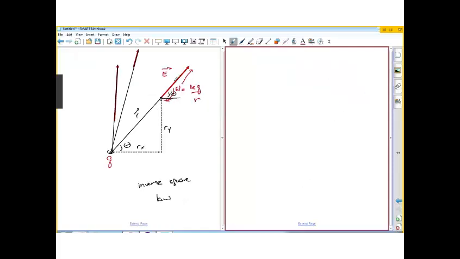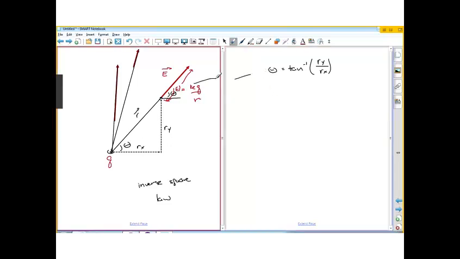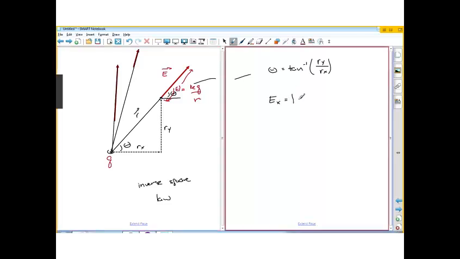So if you wanted to know what theta is for this vector, you would find out what theta is based on the triangle involving dimensions. So theta is the inverse tangent of r sub y over r sub x. That would give you the angle. And then you can use that angle to calculate the x component of the electric field, which would be the magnitude of the electric field, which is what we calculate here, times the cosine of the angle theta, and E sub y is equal to the magnitude of the electric field times the sine of theta.